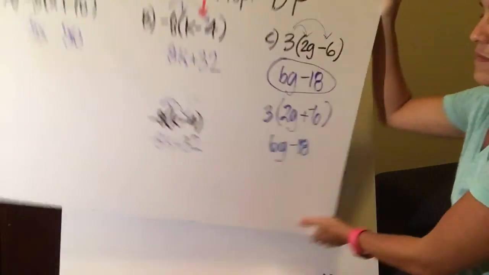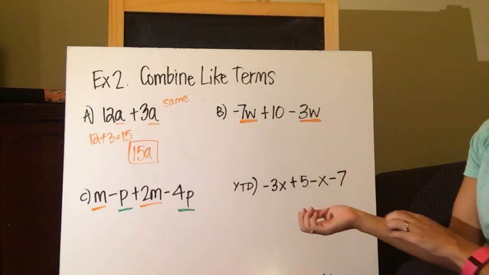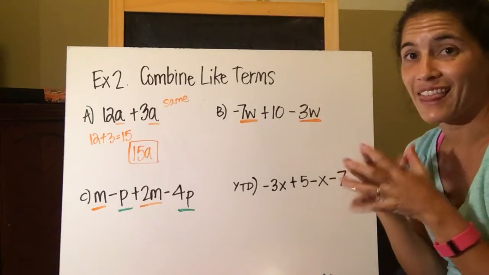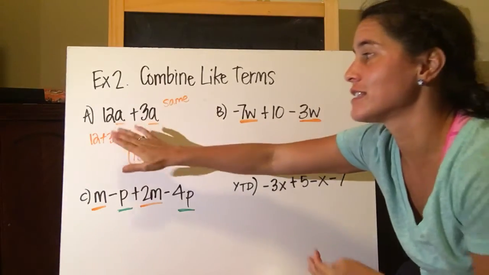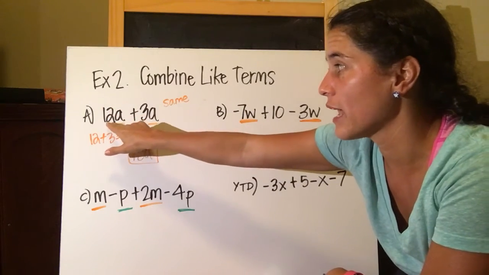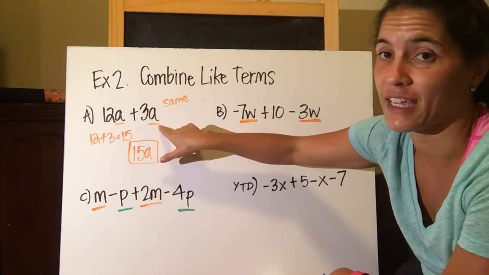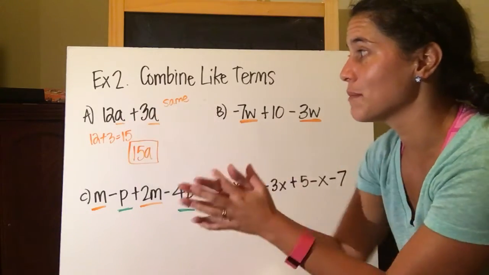All right, copy. Now we're going to do some combining like terms. So combining like terms, if they have the same exact variable, then they are like terms. So example A, I have 12A plus 3A. Both my A's are the same variable, same exponent. So I can combine them.